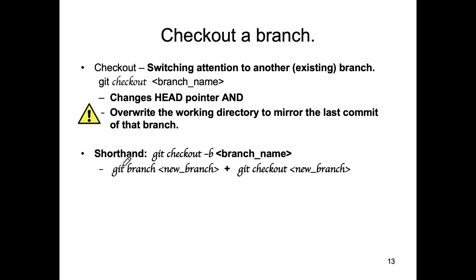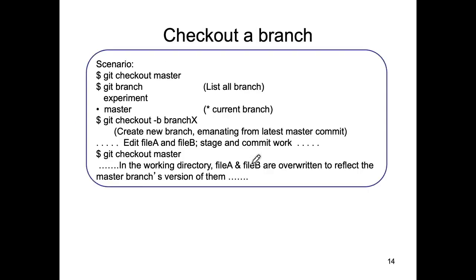This is a shorthand command, this command here, git checkout -b branch name. That effectively is creating a new branch and switching to that branch. So it's the same as issuing these two commands. It's just a shortcut, really. So here, scenario, git checkout master. Okay, so I switch to the master branch.